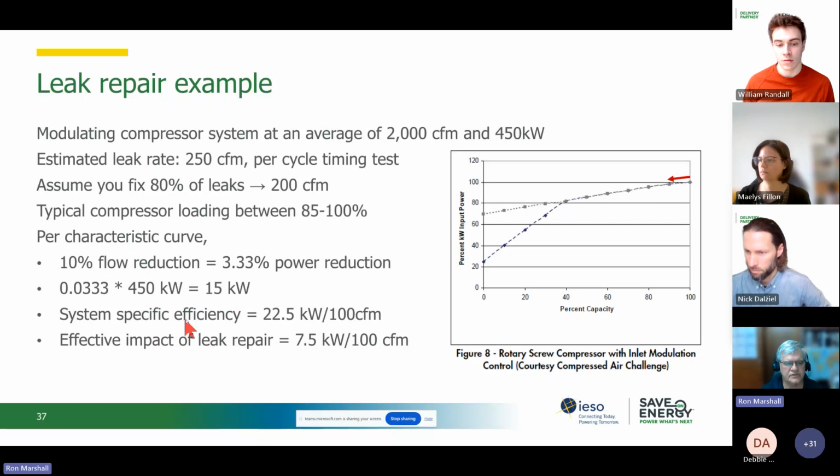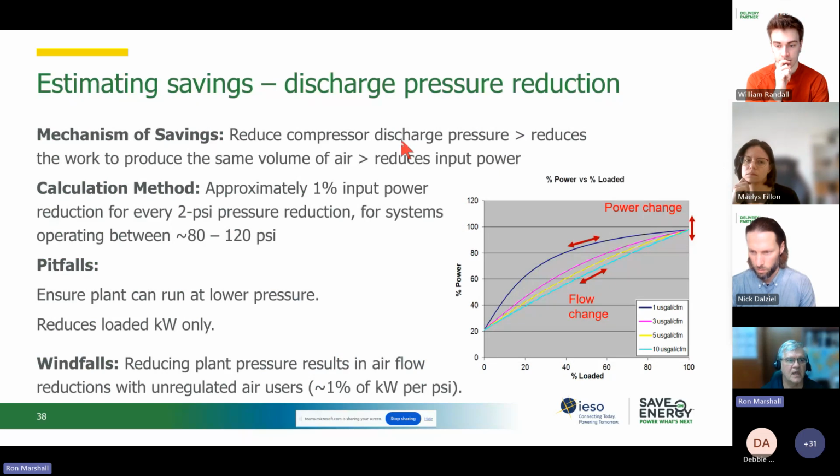The system specific efficiency overall is 22.5 kilowatts, but the effective leak reduction, because the system has a poor turn down, is only 7.5 kilowatts for every 100 CFM reduction, right? So that's what happens when you don't have good control of the compressors. You don't have anywhere close to the 1-to-1 ratio that we would like to see for a perfect compressor, right? Okay, we might want to reduce the discharge pressure now, right?